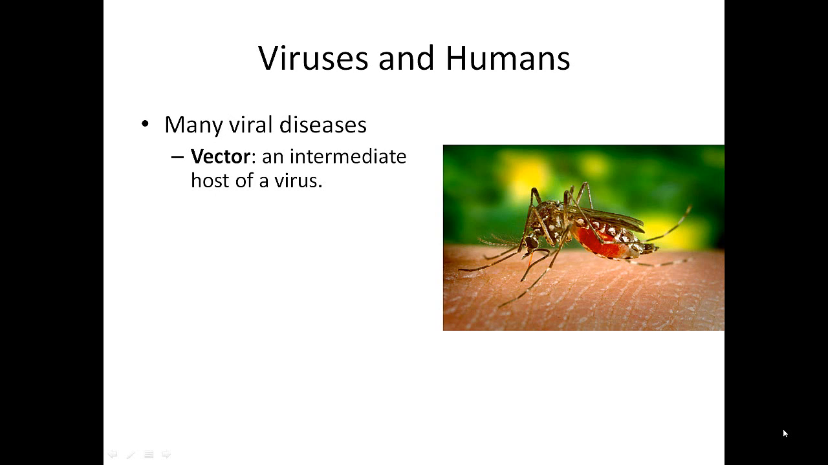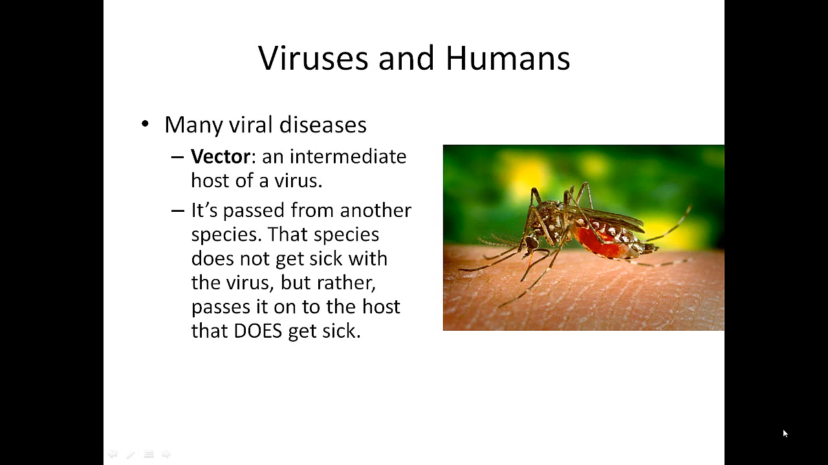But sometimes it's more of an indirect method, and that's when you have a vector. West Nile virus. West Nile is carried by a mosquito. The mosquito doesn't get sick with West Nile, but when it bites you, you get sick with the virus. So the mosquito would be a vector. It's another species, doesn't get sick with the virus, but it passes it on to the host that does get sick. It's kind of like a middleman.